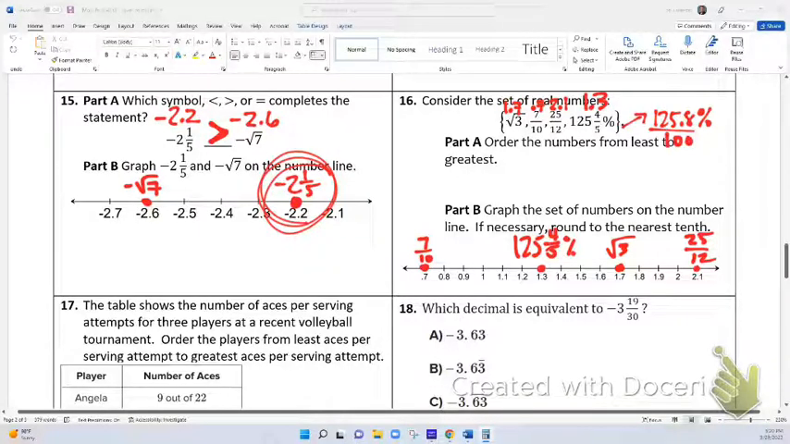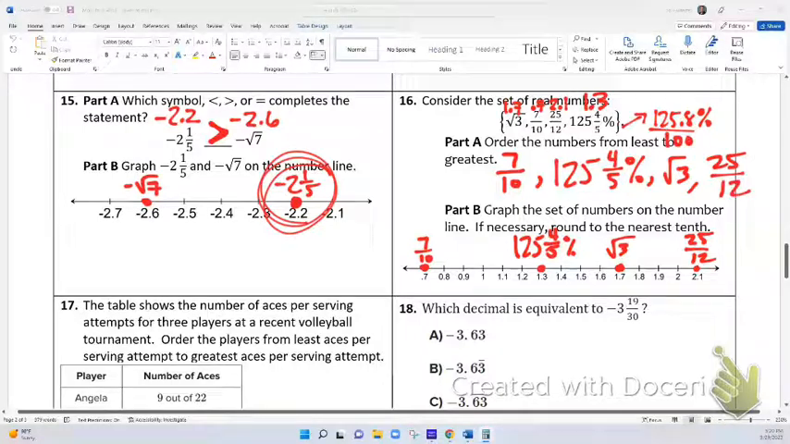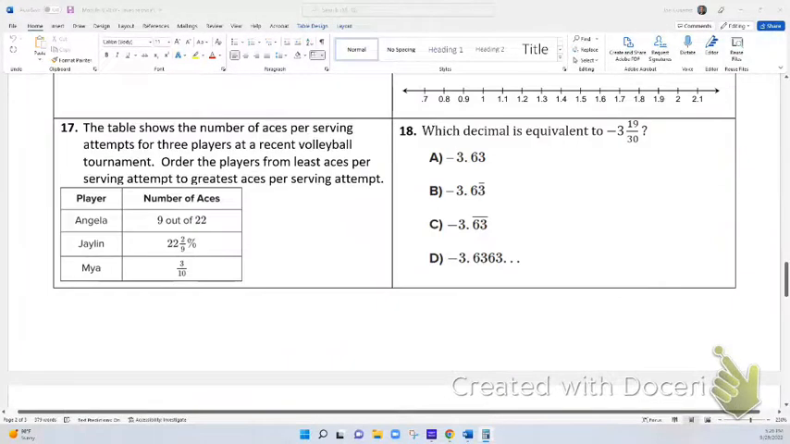So when I order these, the smallest number is going to be that 7/10. Second smallest number, 125 and 4/5%. The third smallest or second largest number is the square root of 3. And then last but not least, my largest number in this set is a 25 over 12.